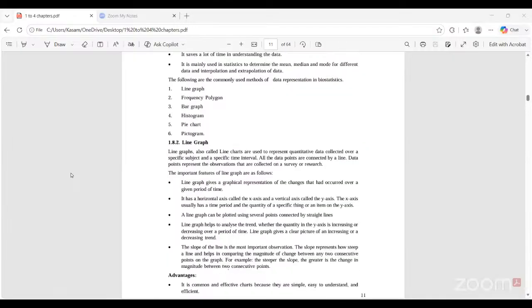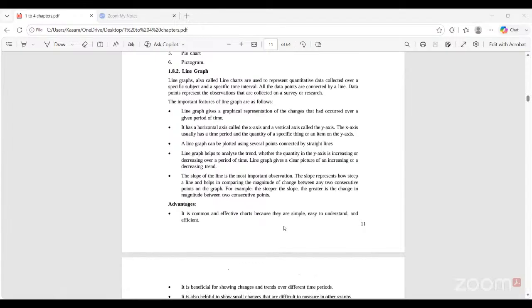So the important feature of the line graph is a graphical representation of the changes that have occurred over a given period of time. Horizontal axis, x-axis, and the y-axis. The x-axis is usually the time period, and the y-axis takes the specific item. A line graph can be plotted using several points. I will plot and show it now.